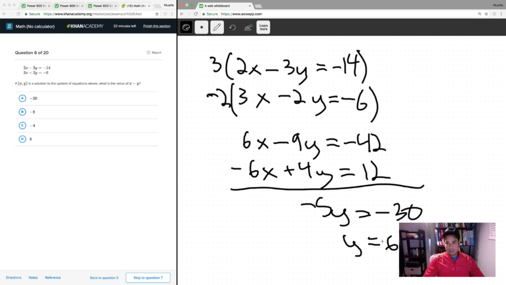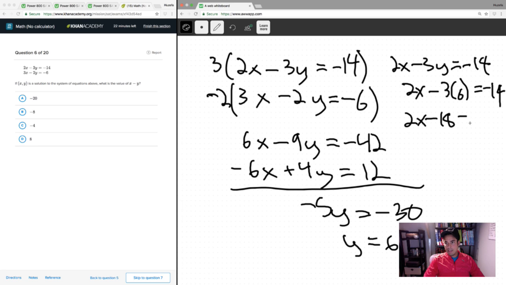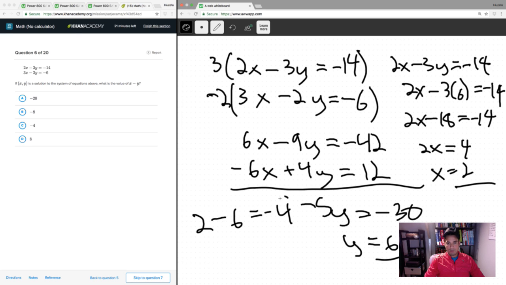y equals 6. And then plug in 6 into any of these equations. So let's say we got 2x minus 3y equals negative 14. 2x minus 3 times 6 equals negative 14. This is 2x minus 18 equals negative 14. Add 18 to both sides. 2x equals 4, right? 18 plus negative 14. And then x equals 2, dividing both sides by 2. So we want x minus y, which is 2 minus 6, right? We're taking these two values here, and we get negative 4.